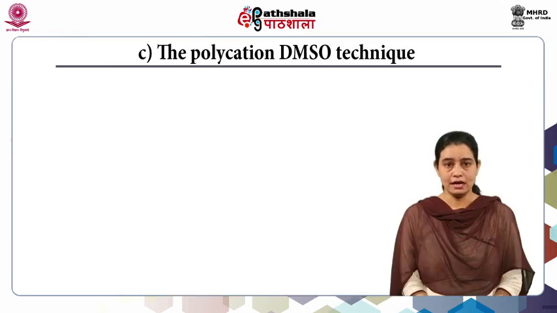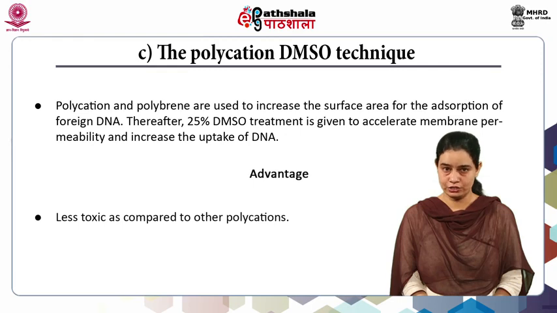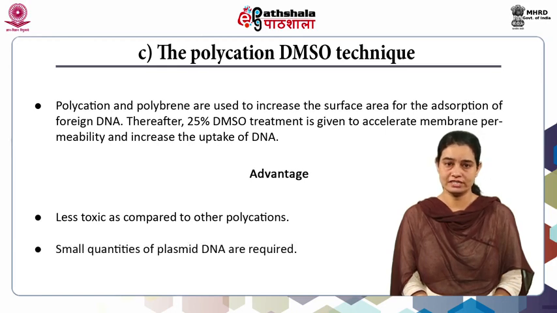Next method is the polycation DMSO technique. Polycation and polybrene are used to increase the surface area for the adsorption of foreign DNA. Thereafter, 25% DMSO treatment is given to accelerate membrane permeability and increase the uptake of DNA. This method is advantageous since it has less toxicity as compared to the other polycations and moreover small quantities of plasmid DNA are required.